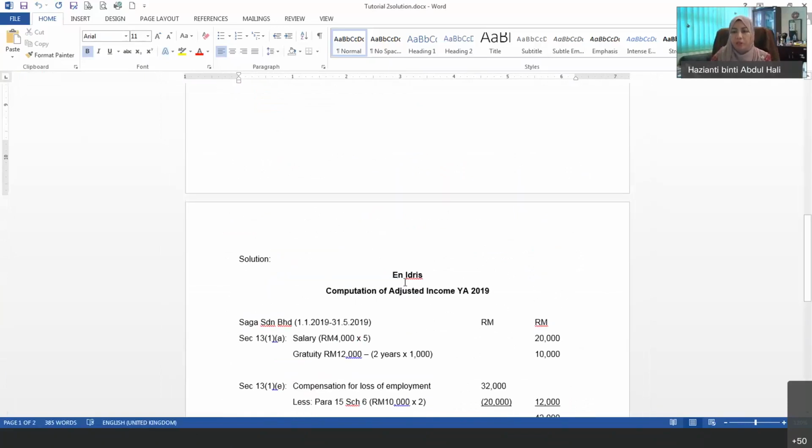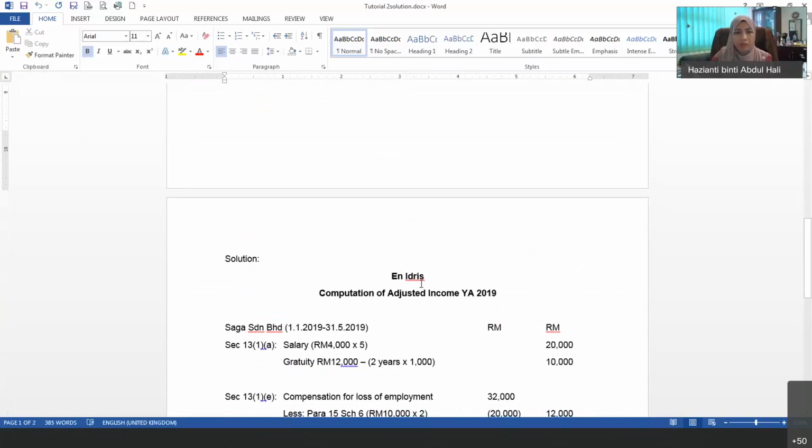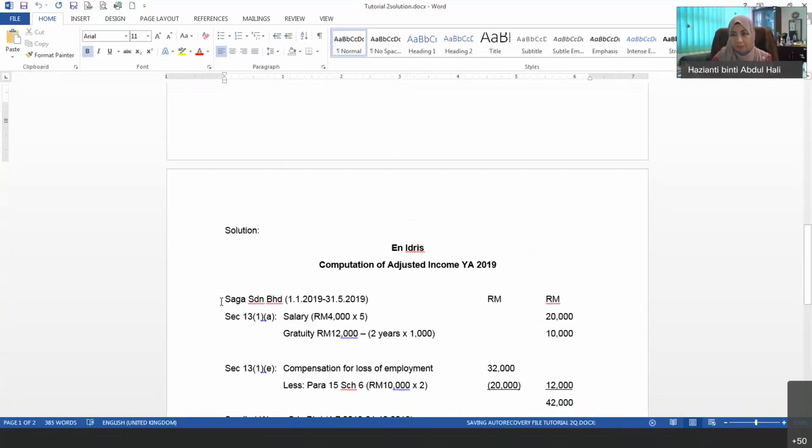Alright, so this is how you compute. First of all, we will have to start with Saga Sendirian Berhad. Remember he has two employments. So from Saga Sendirian Berhad, from 1st January until 31st May 2019, because remember, you have to compute for your assessment year 2019.